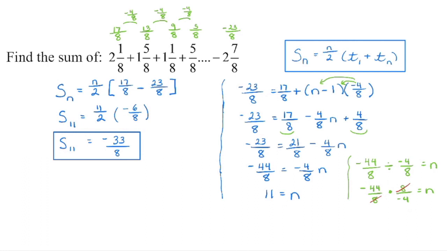So if it's not, there's a problem, go back and check your work. All right, so we're going to take that 11, substitute it in the place of n, and then we've got 11 halves times negative 6/8.